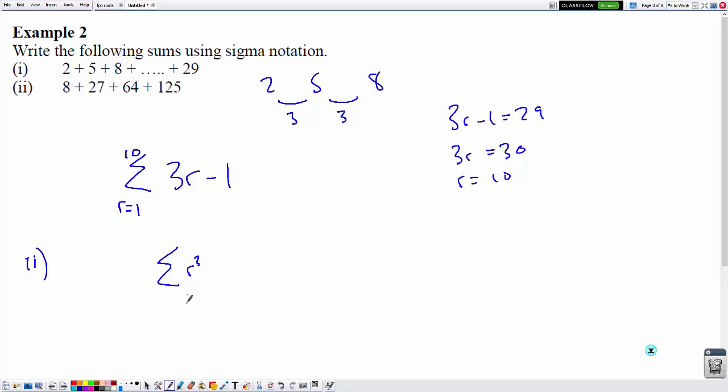I start off with 2 cubed. So it goes from r is equal to 2, and it ends up with 5 cubed. So 5. Now, of course, this is what this is equal to. So I could write this equal to this, and same thing with this. This is equal to this. This is just another way of writing this.